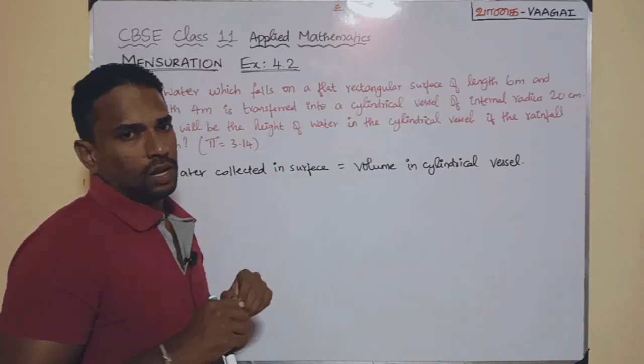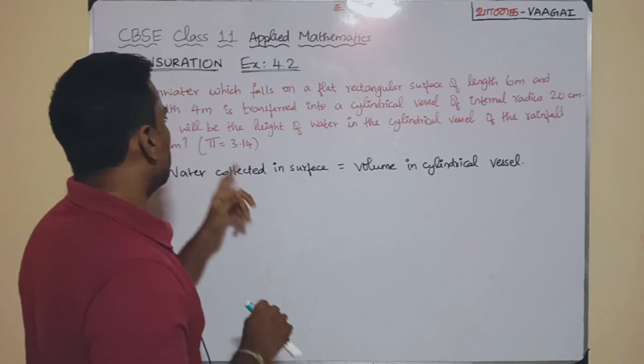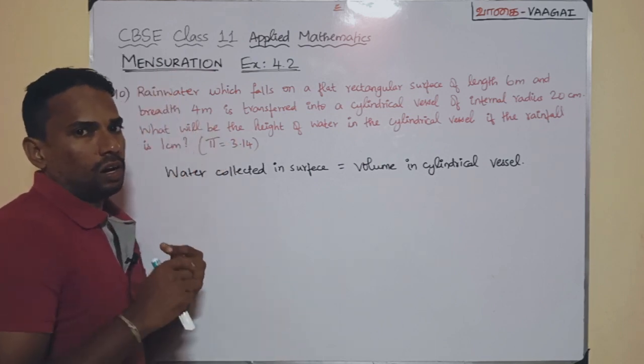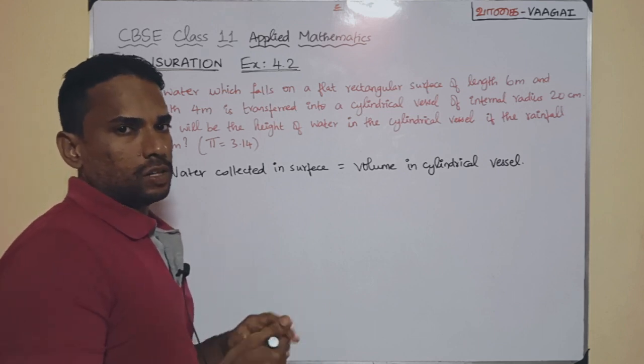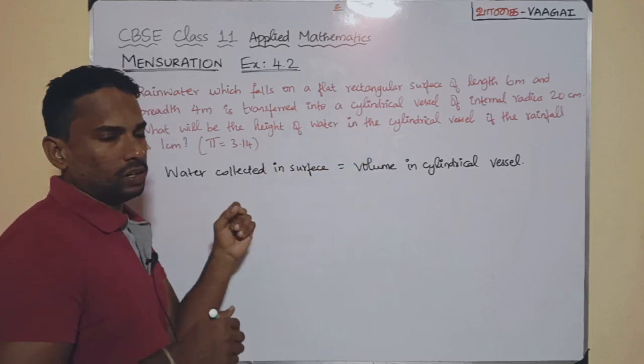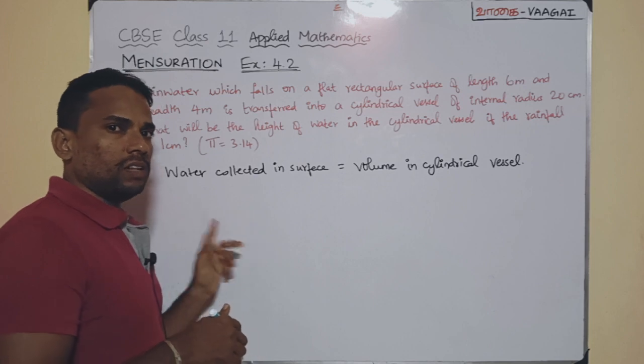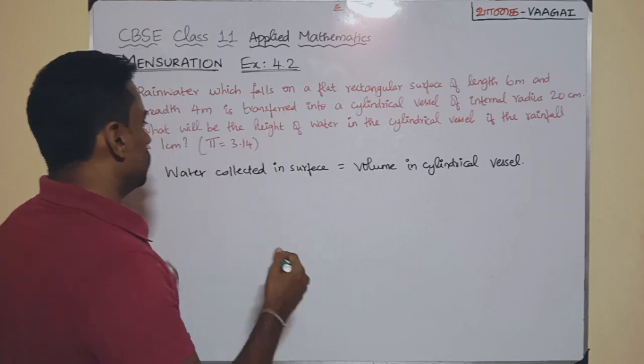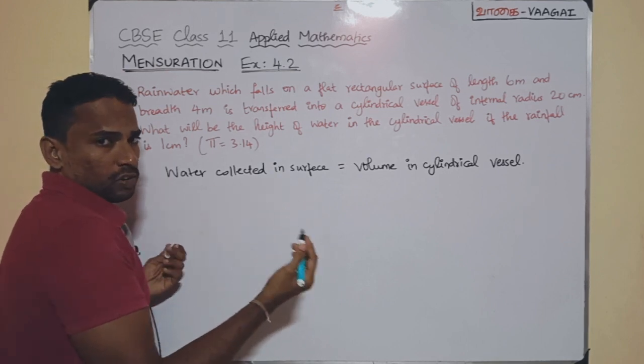What about the length? Length is going to be 6 meters and breadth is going to be 4 meters. Let's do a small thing. We'll convert the length and breadth to centimeters, because the other quantities are given in centimeters. So we will write this length and breadth also in centimeters itself. First of all I'll write down the formula, which will be easy for you to understand.